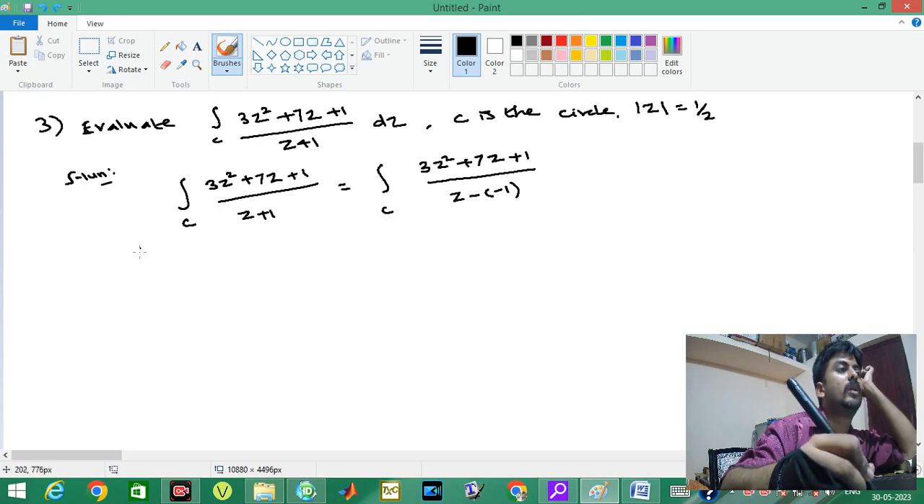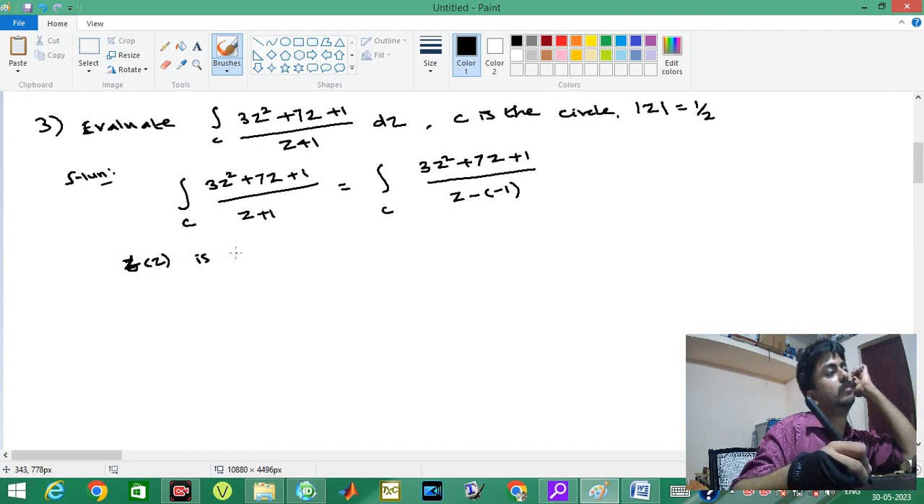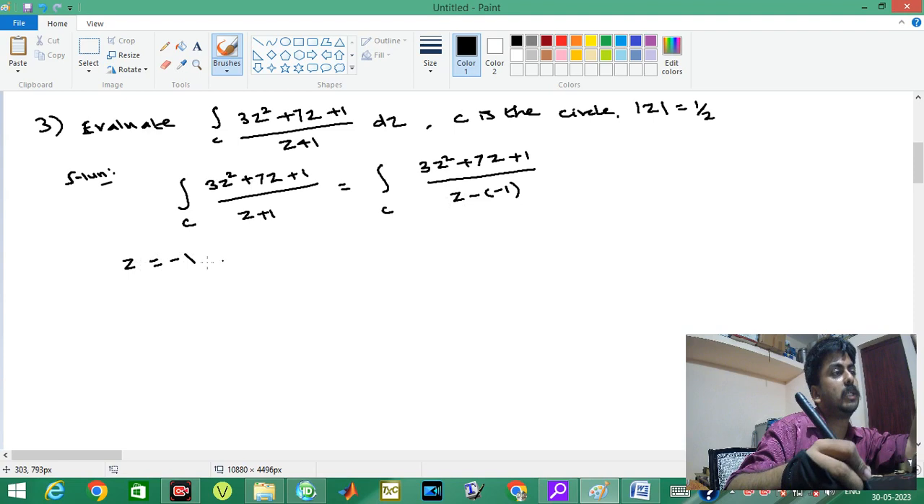Now what we will have, first point, f of z. Okay, simply I shall write simply, but you have to know the meaning. z equal to minus 1. See, z minus a, z equal to a. z equal to minus 1 lies outside the circle modulus of z equal to 1 by 2.